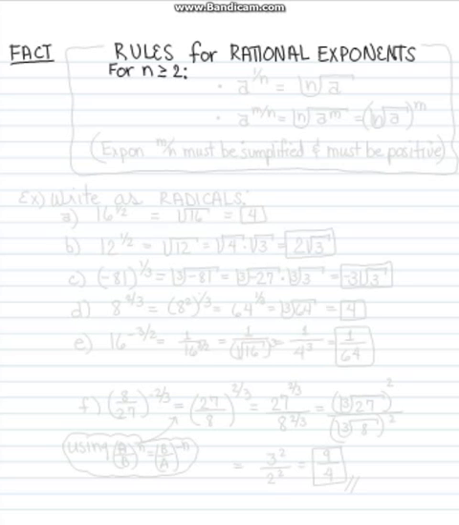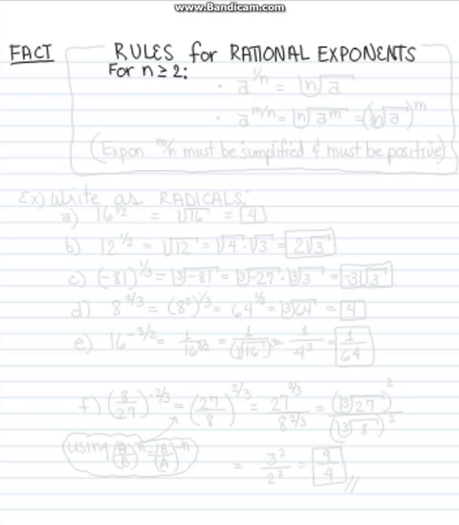In this video, we're going to review the rules for rational exponents. Now, when I say rational, you should be thinking, the exponent is a fraction. And this is when the exponent is an integer, in other words, a whole number greater than or equal to 2. So it's a 2 or 3 or 4 or 5 or 6, etc.